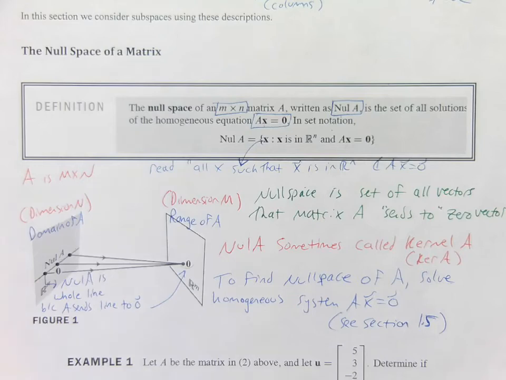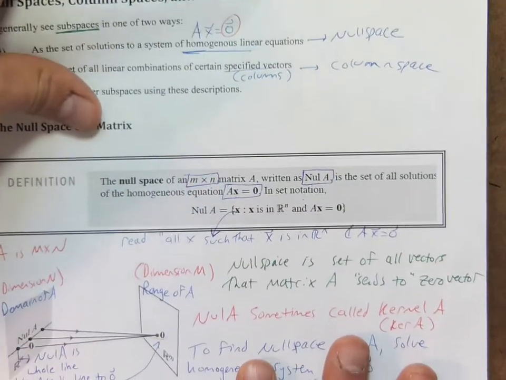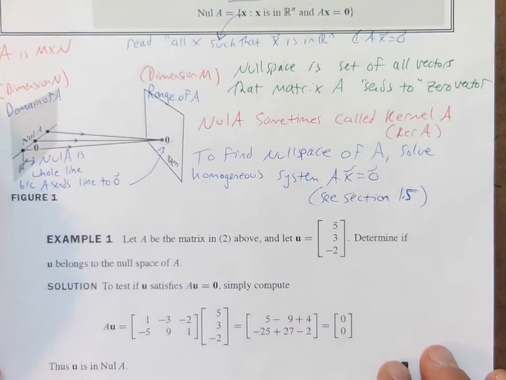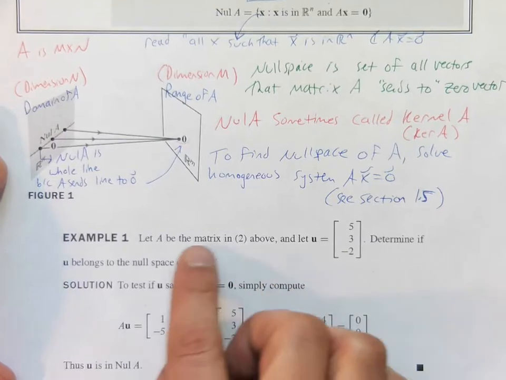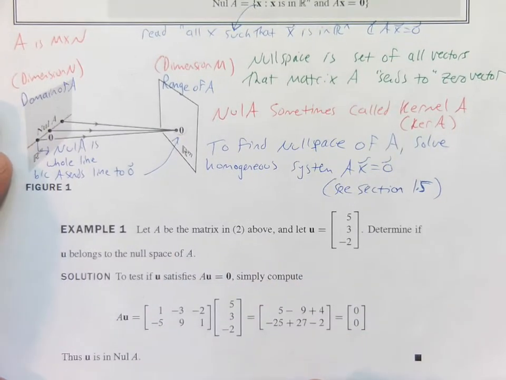Okay, so that's what the null space is. It's all the vectors that get sent to 0. We therefore find the null space of a matrix by solving the homogeneous equation. With that in mind, it's very, very easy to figure out if a vector is in the null space. So the example at the bottom of the page here is showing us when a vector is in the null space.